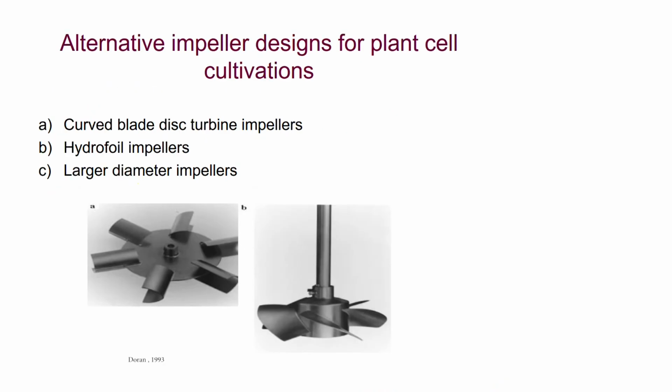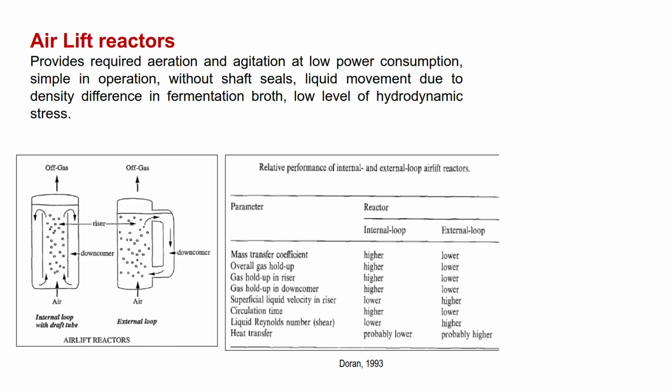Now, alternative designs which you will see are disc turbine curved blade reactors, then large diameter impellers. Airlift reactors are pneumatically driven reactors. The first picture is your inner loop reactor, the second is the outer loop reactor. The outer loop reactor will improve mass transfer. Why? It is said that the outer loop improved gas liquid mass transfer of oxygen.